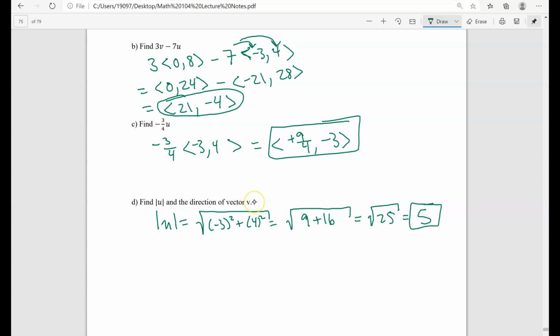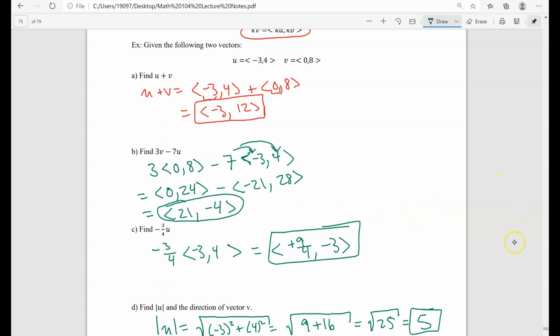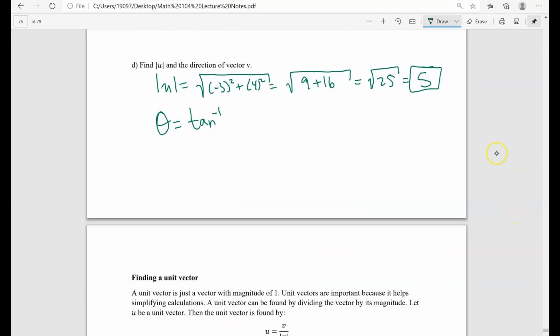Then the direction of v, so that's going to be theta is equal to inverse tangent of v. So v in this case was <0, 8>, so we're going to do 8 over 0. Okay, so that's going to give me undefined. So we've got to think about where tangent is undefined. That's at pi over 2, which is basically at 90 degrees.